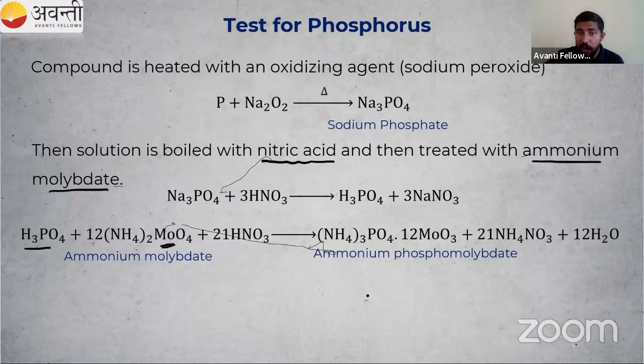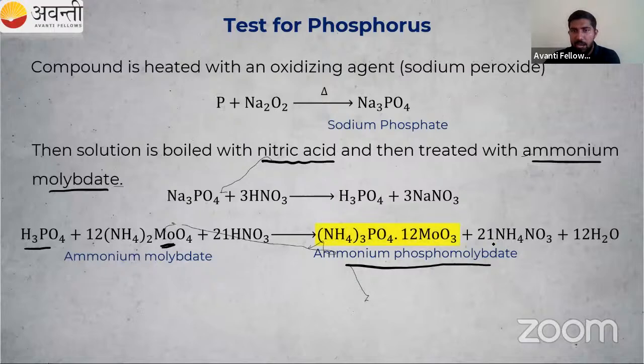Then what is formed here? Ammonium phosphomolybdate is formed. So how to remember this ammonium phosphomolybdate? What is the color? Color is yellow. If yellow color is formed, we can say phosphorus is present in the organic compound.